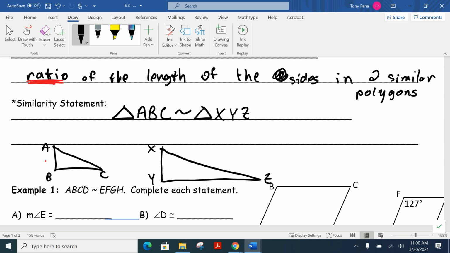What the similarity statement does, it gives us a lot of information about our congruent angles, our corresponding angles, and our corresponding sides. So if we look at our graph, notice how AB and XY appear to be corresponding parts here. Look at their order in the similarity statement. A and B are the first terms listed here. X and Y are the first terms listed in the second one. That order tells us which sides correspond.